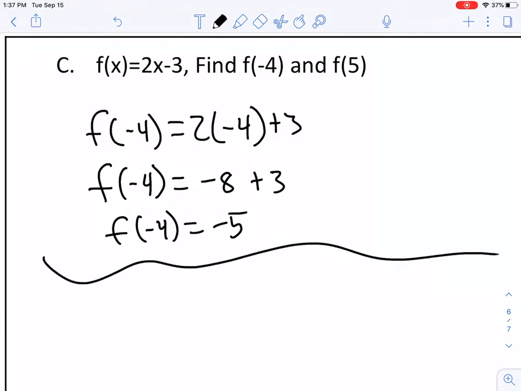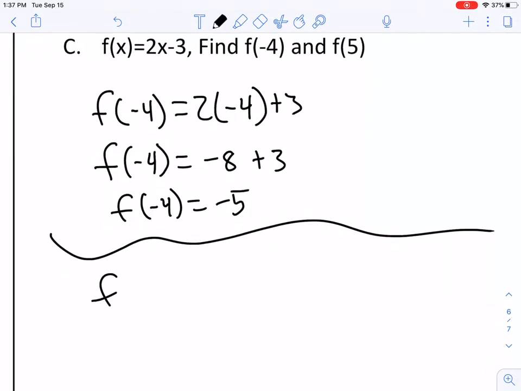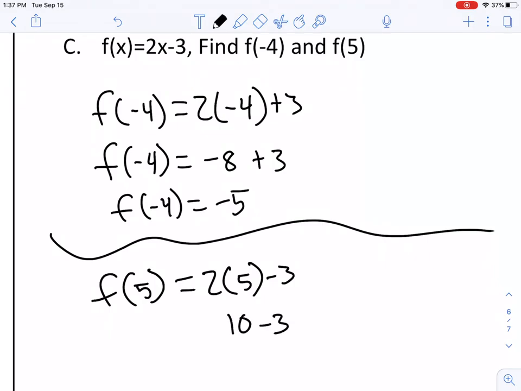Let's do the same thing for f of 5. If I plug in a 5 for x, so I'm going to say 2 times 5 minus 3, then we work that out. 2 times 5 is 10 minus 3. So f of 5 is 7.